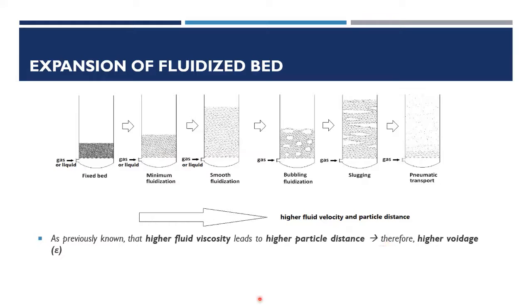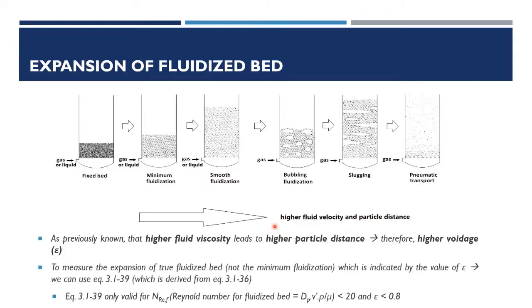To measure the expansion of the true fluidized bed, so not the minimum fluidization, teman-teman, but the true fluidized bed, which is indicated by the value of epsilon, we can use equation 3.139. But equation 3.139 is only valid for the Reynolds number for fluidized bed less than 20 and epsilon less than 0.8.